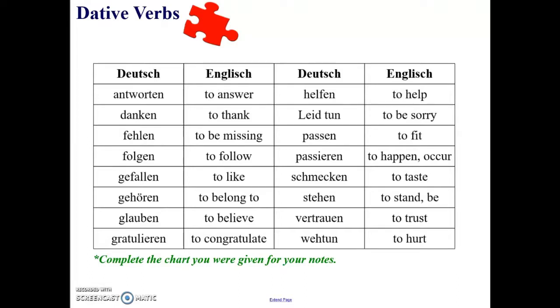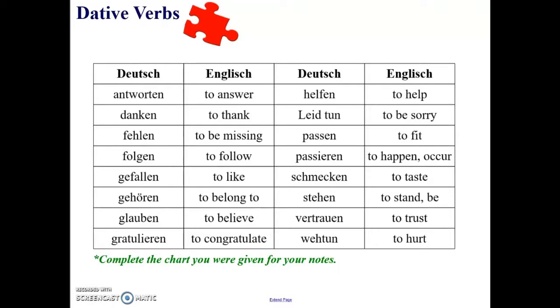So the dative verbs that we're working on up to this point are antworten, to answer, danken, to thank, fehlen, to be missing, folgen, to follow, gefallen, to like, gehören, to belong to, glauben, to believe, gratulieren, to congratulate, helfen, to help, leid tun, to be sorry, passen, to fit, passieren, to happen or to occur, schmecken, to taste, stehen, to stand or to be, vertrauen, to trust, wehtun, to hurt.